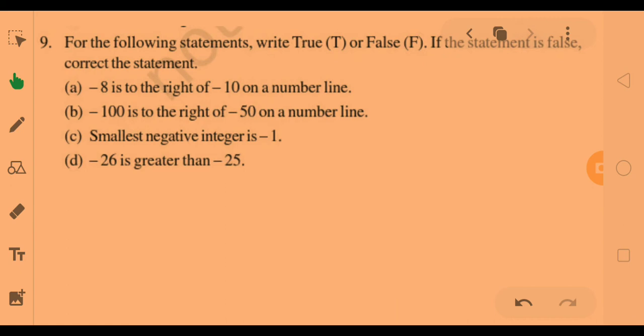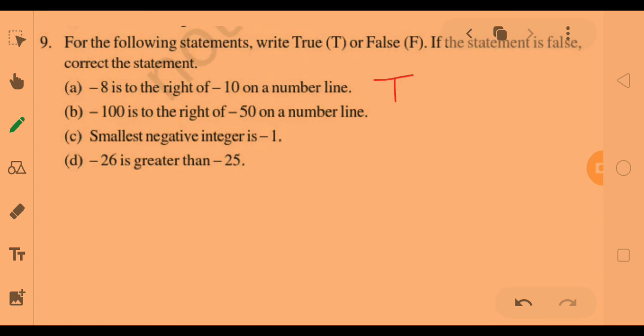Then next one: for the following statements, write true or false. If the statement is false, correct the statement. So what is the first statement? Negative 8 is to the right side of negative 10 on the number line. So it is a true statement. Negative 8 is on the right side.